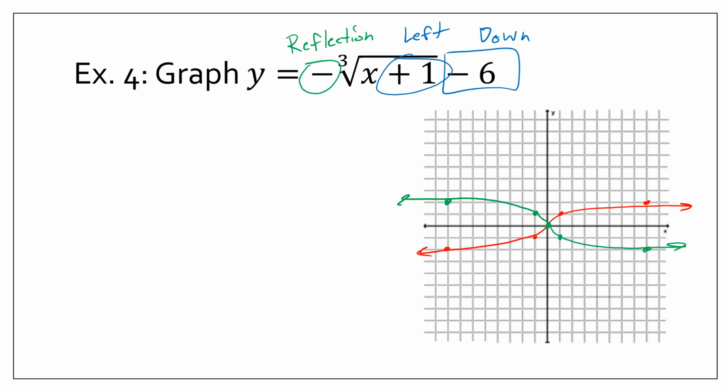Fun stuff. So every one of these green points, I'm going to move left 1, down 6. So let's start with this guy. Left 1, down 1, 2, 3, 4, 5, 6. This guy, left 1, down 1, 2, 3, 4, 5, 6. Next one, left 1, down 6. Left 1, down 6. This one, left 1, down 1, 2, 3, 4, 5, 6.